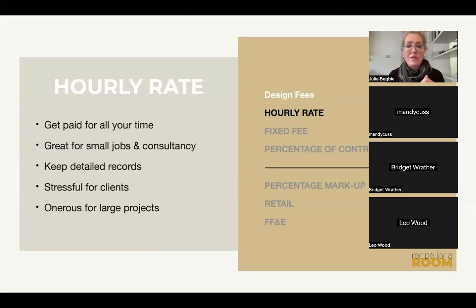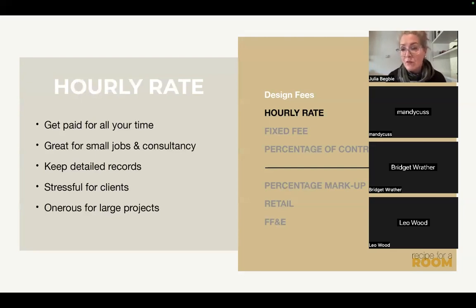So just going through those quickly, under the design fees, obviously the first option that we have is to charge an hourly rate. Now, this is nice for us because we get paid for all of the time that we put into the job. It's very good for small jobs where actually taking the time to produce a fee proposal would take half the time of the job. So we don't want to get into that. And it's never going to run away with itself. It's a small contained project.